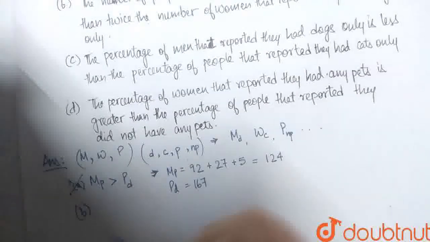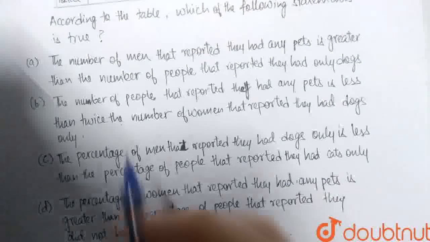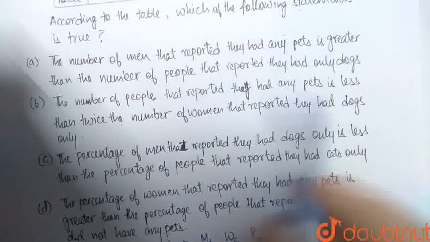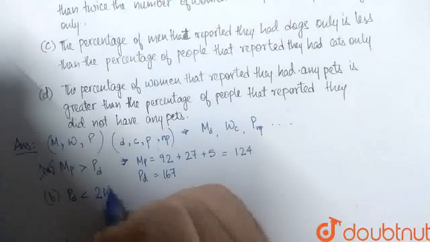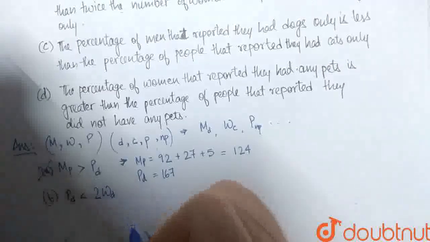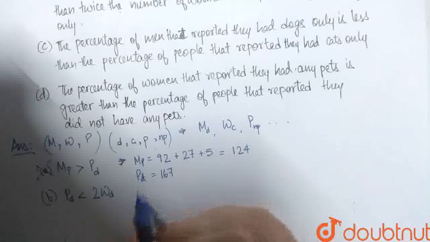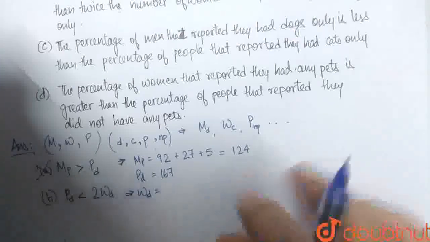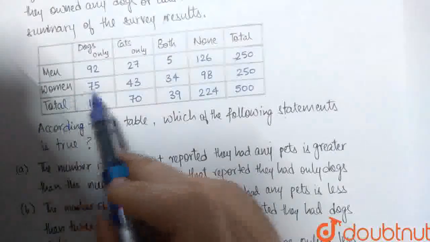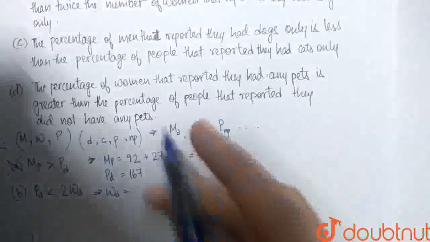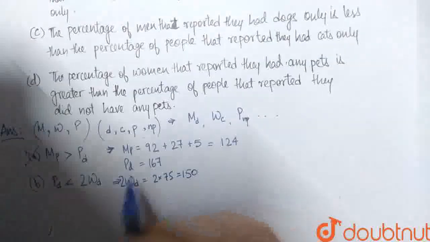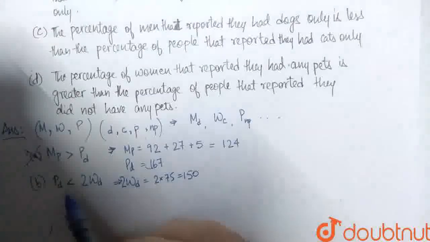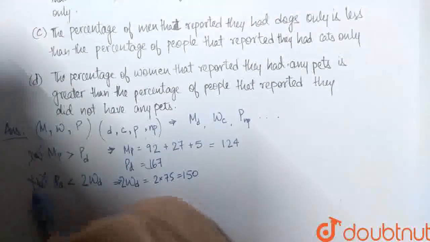Moving on to option B. Option B says, the number of people that reported they had any pets is less than twice the number of women that reported they had dogs only, which means PD is less than twice the number of women with dogs only, or WD, right? Now again, the PD value is 167. We need to find out the value of WD. So the number of women with dogs is 75. So twice of that would be 2 times WD, which is 2 times 75, which is 150. Now again, this is incorrect, since 167 is not less than 150. So option B is also incorrect.